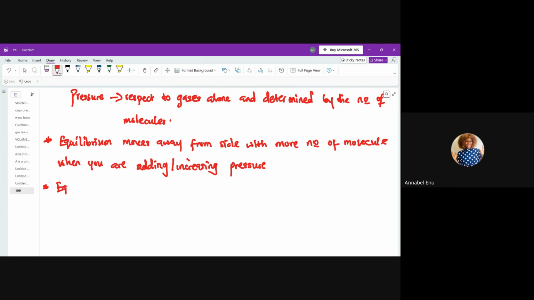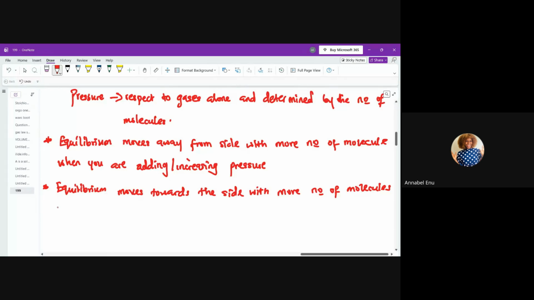So we should know that equilibrium moves towards the side with more number of molecules when you remove or decrease or reduce pressure. So now let's see an example that would explain this for us, okay?